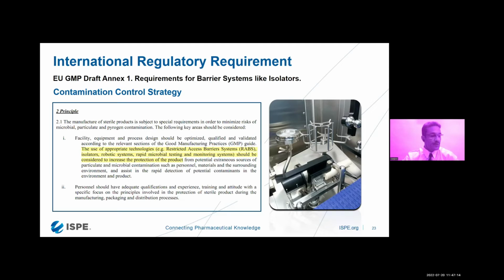So we have another question coming on the screen. What type of metal materials are used or required in isolators or in RABS? So what will be the material of construction when we are talking about an isolator and a RABS system? This definitely is talking about the inner chamber of the isolator or the inner chamber of the RABS.